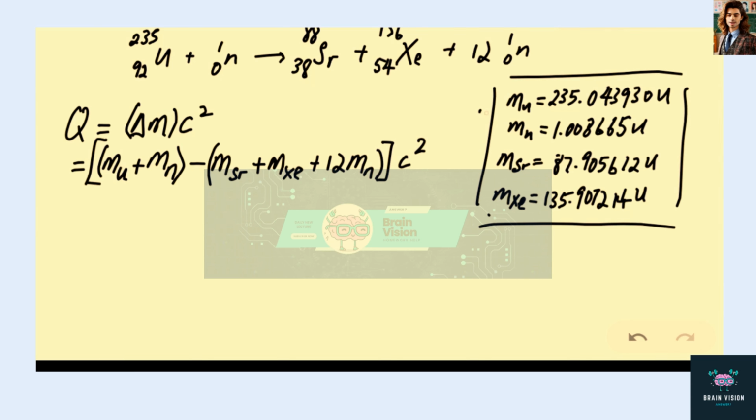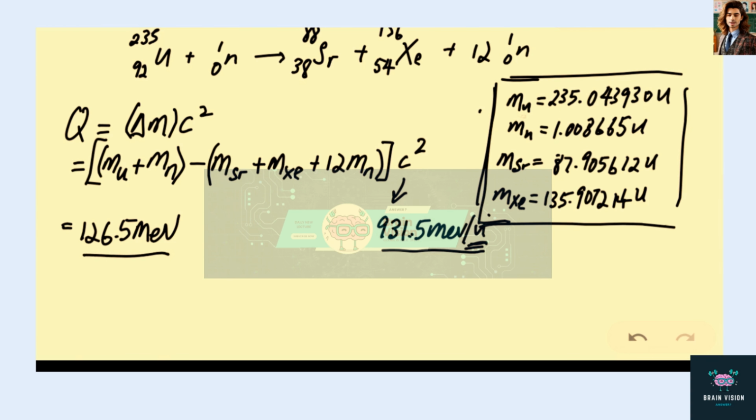So the masses are already given on the right hand side here. You can find them from Appendix B. Since they're in atomic mass units, we can use c squared in the form of 931.5 MeV per u, which is a more convenient form since we are dealing with atomic mass units, and we can get the energy in terms of MeV more conveniently. So the final answer, we should get 126.5 MeV by just substituting all the values on the right hand side into the equation.